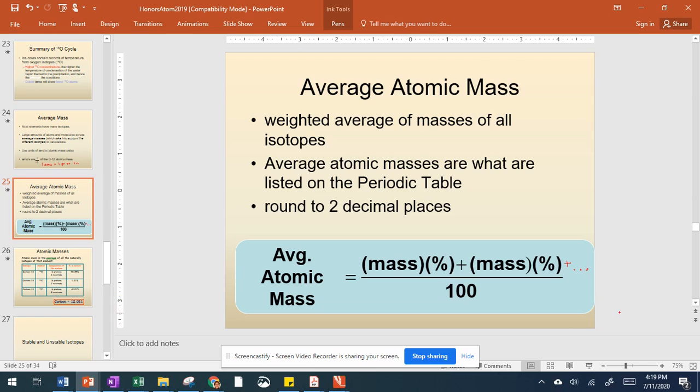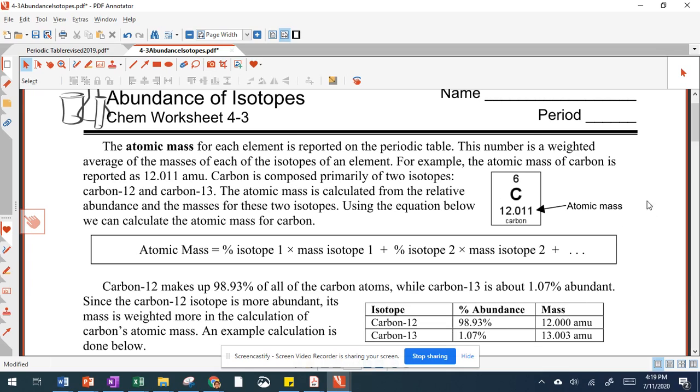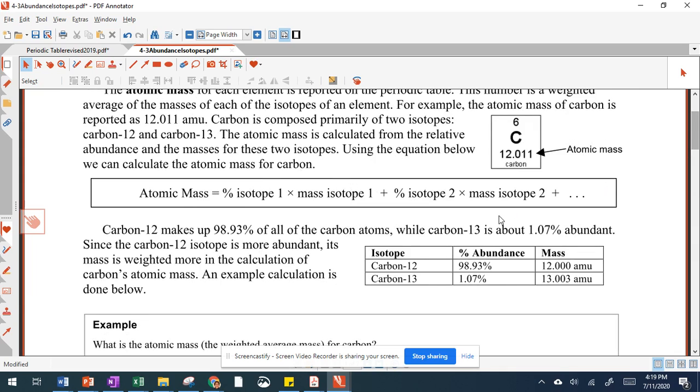Okay, so I want to go over some problems that are on your worksheet that's on Google Classroom, and let me pull that up. You're going to be working on the Abundance of Isotopes worksheet, and again at the top they have the summary of the calculation. You notice here at the top they do not divide by 100. If you convert each of your percentages to decimals, you do not have to divide by 100, but just be very careful if you do your calculation this way.